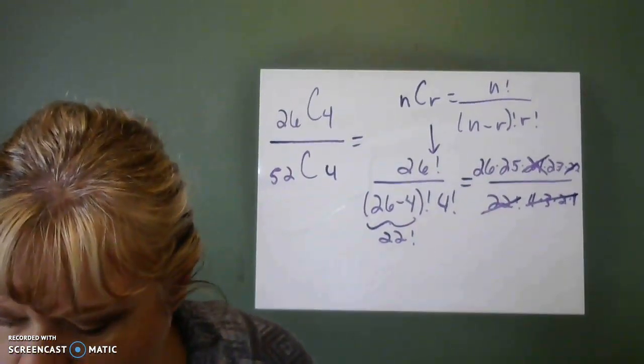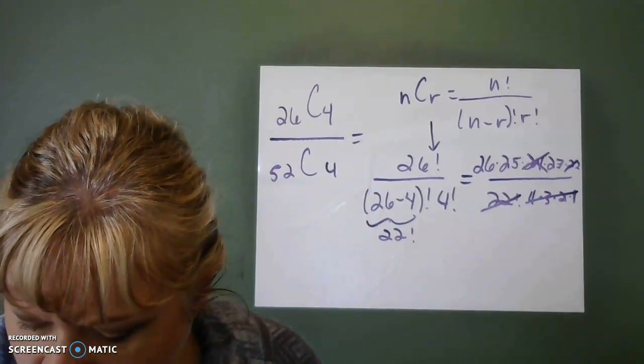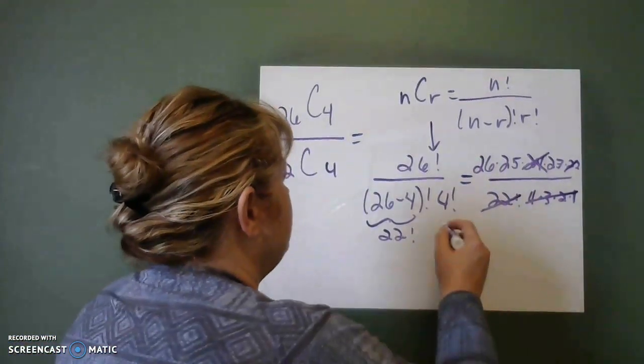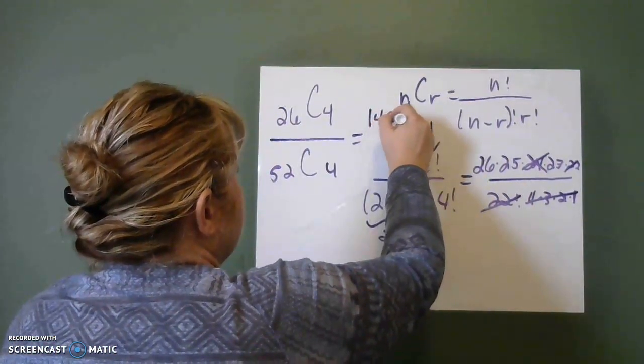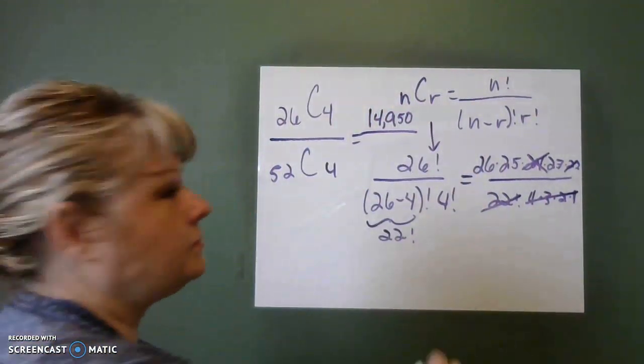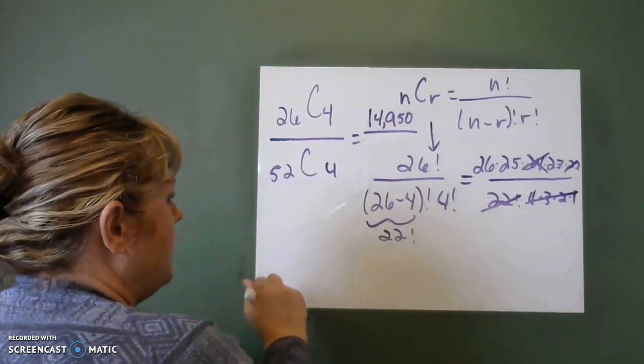So I'm going to do that real quick. 26 times 25 times 23, and that's 14,950. That gives me my top number. Okay, so now let's do the calculation for the bottom number.